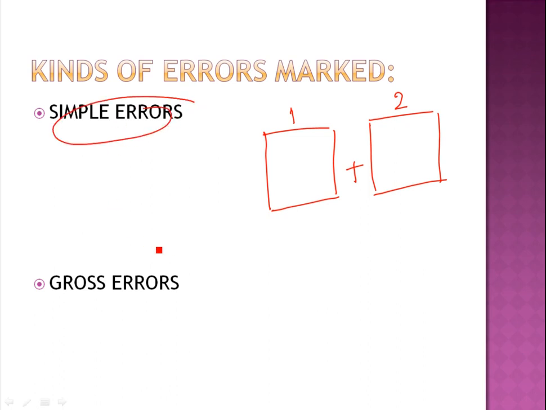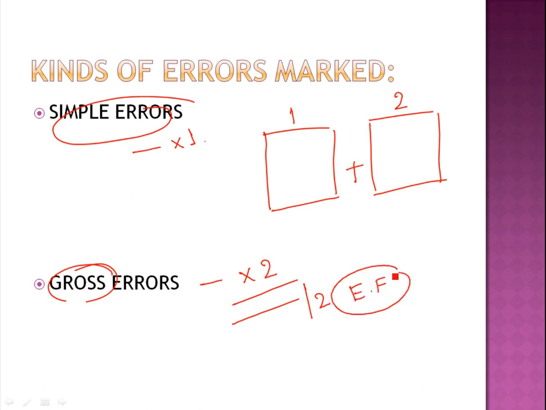One is a simple error and one is a gross error. Each of your simple errors is multiplied by 1. Each of your gross errors is multiplied by 2. Then we add the entire thing up and divide it by 2, and we get something called error frequency. An examiner is given a chart like this, where we have the error frequency and how many marks we can allot.